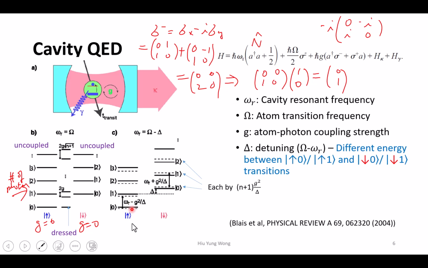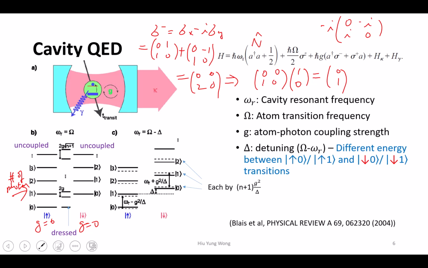But now, because of the state of the atom, it is smaller. It becomes omega r minus g squared divided by delta. And it makes sense because this g is how strongly they couple to each other. If they don't couple to each other, then I don't shift anything. It also depends on the amount of detuning. On the other hand, if your atom is pointing down, then you will take omega r plus g squared divided by delta. So now you see that if they are coupled, the amount of energy I need to add 1 photon to the cavity is different depending on the state of the atom, whether it is in the ground state or excited state.